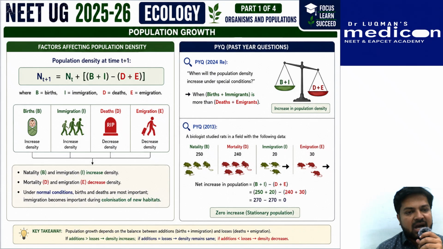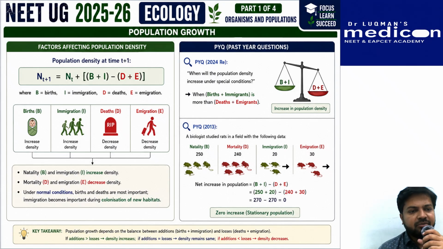So B plus I minus D plus E means those things which are increasing are to be added, and those things which are decreasing are to be added separately. Then we are going to subtract one from the other. Then we are going to add it to N of t. We are going to see what N of t is now.